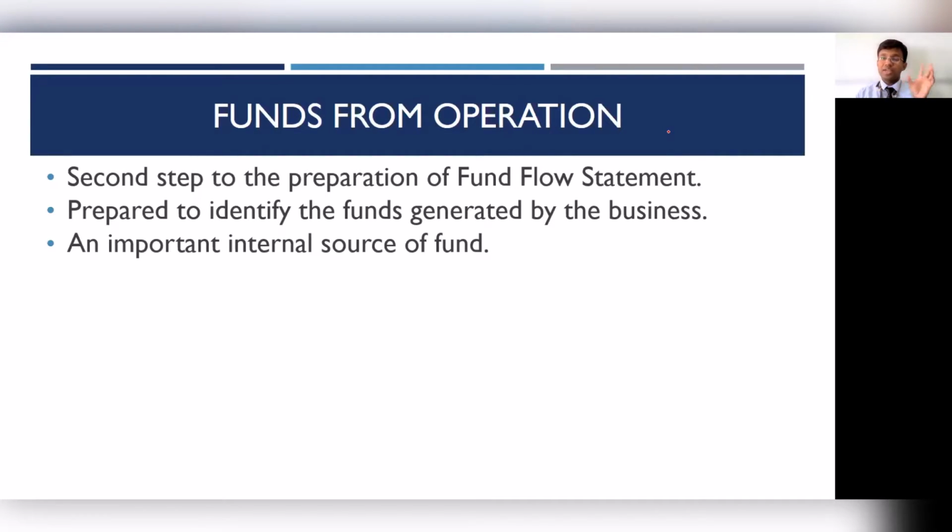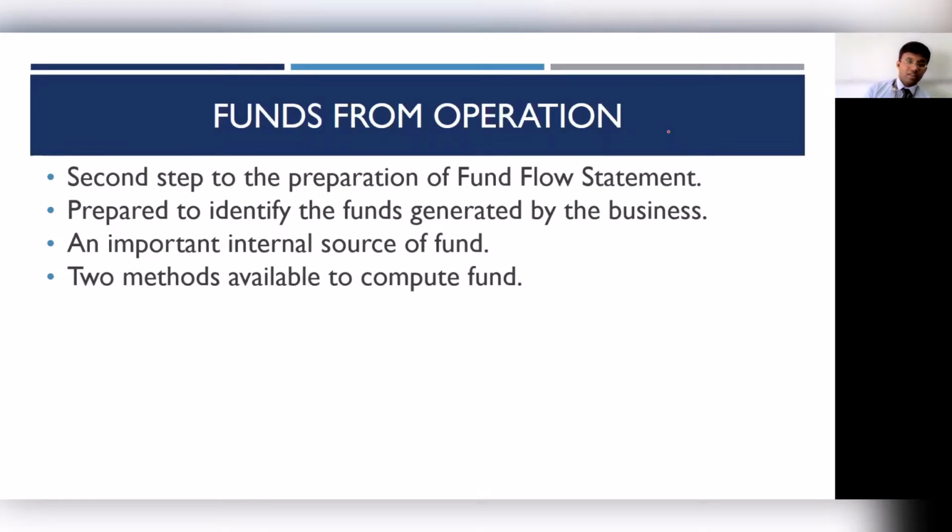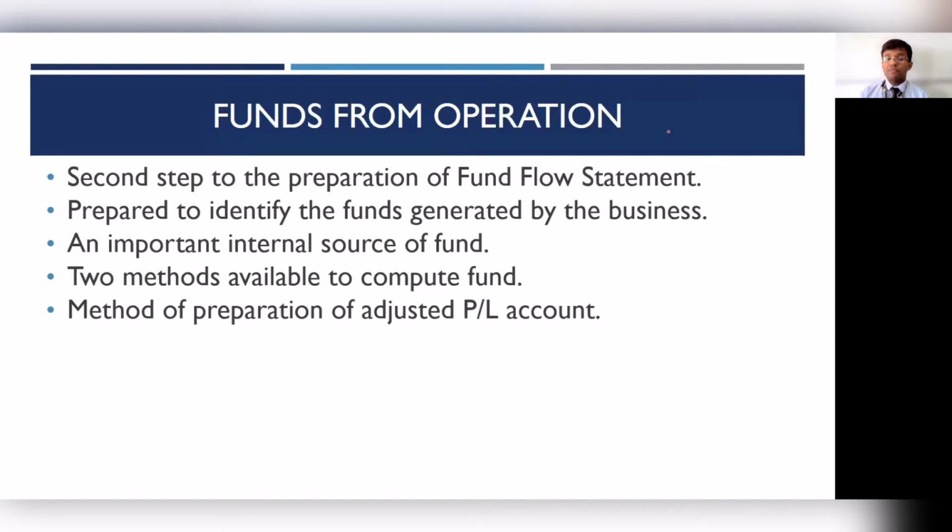Remember, earlier we had discussed the bifurcation between cash and fund. Here we are talking about fund, and the reason is that it is an important internal source of fund. Now, for us to go about with the preparation of funds from operations, there are two methods available to compute this, of which we will be going with the method which involves the preparation of the adjusted profit and loss account.